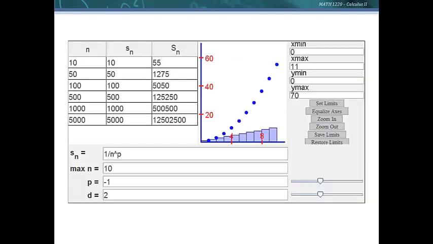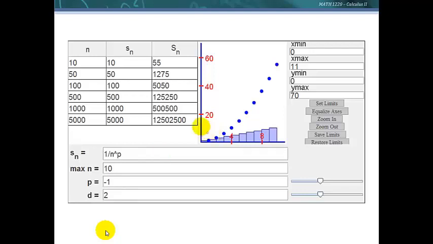So let's see what we've got here. We are looking at n rectangles, and we are going to sum those up. Here n is our number of rectangles, S sub n is the area of the nth rectangle, the last rectangle, and capital S sub n is their sum. So we're looking at 1 over n to the p, and we've got 10 rectangles showing in our picture here, and p here is -1.